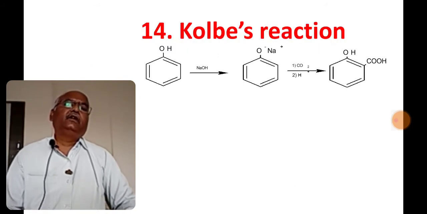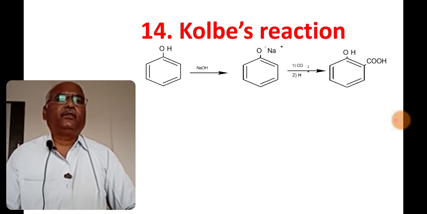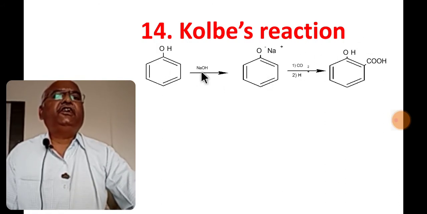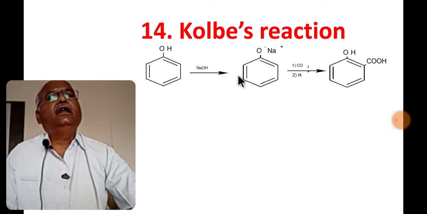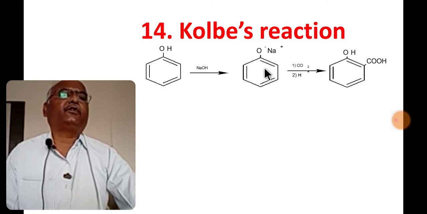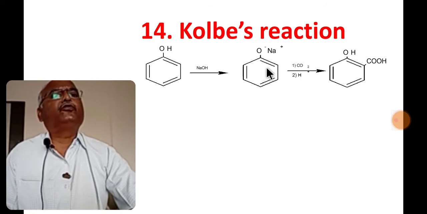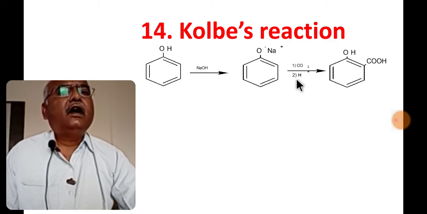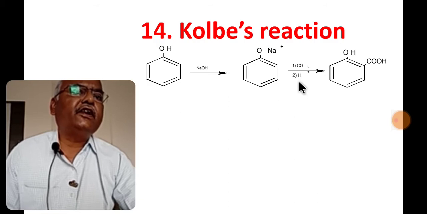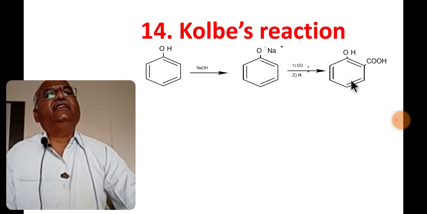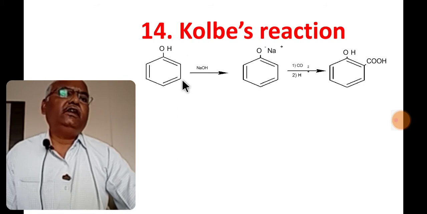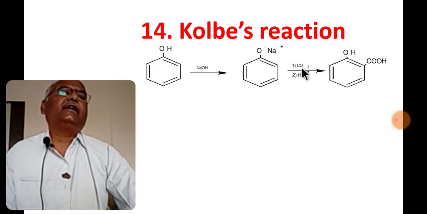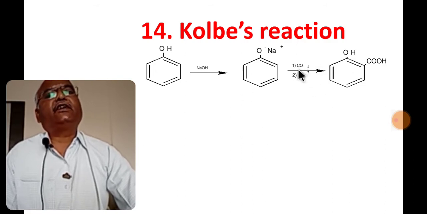Next reaction, Kolbe's reaction. So in this Kolbe's reaction, phenol is treated with sodium hydroxide and sodium phenoxide is produced. Through this sodium phenoxide, carbon dioxide is passed and acid hydrolysis is carried out. It gives salicylic acid. So phenol is converted into salicylic acid by Kolbe's reaction. Carbon dioxide acts as electrophile.